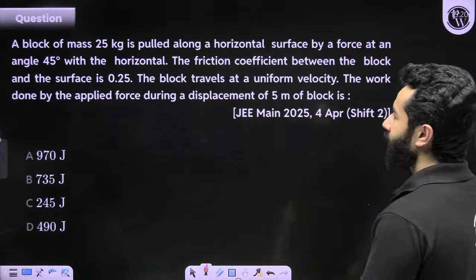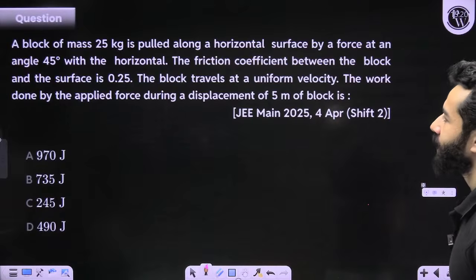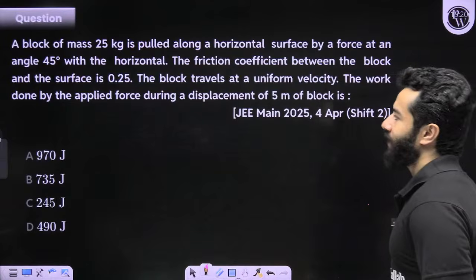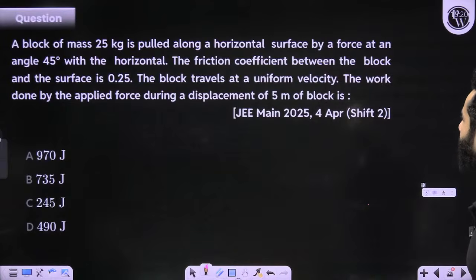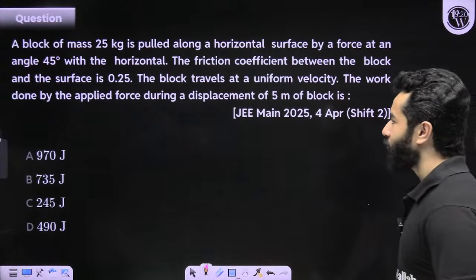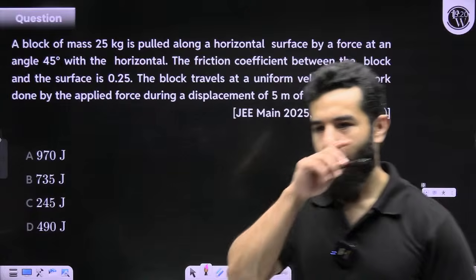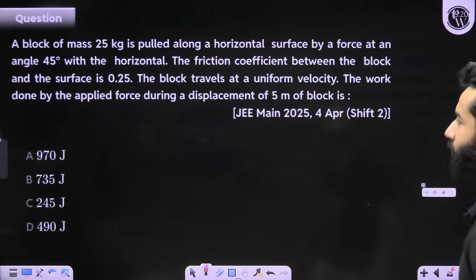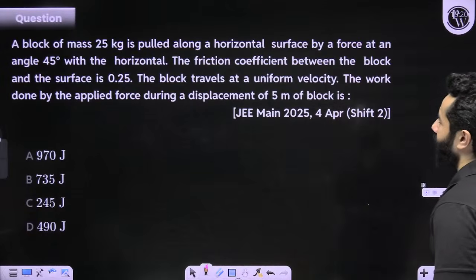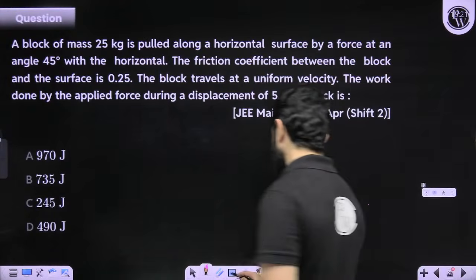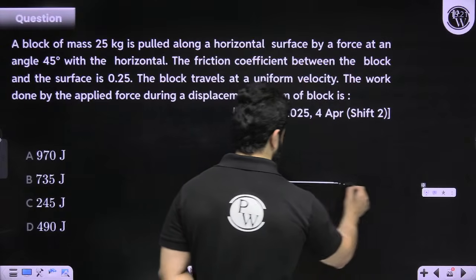Be quick. In this question, they are saying a block of mass 25 kg is pulled along a horizontal surface by a force at an angle of 45 degrees with the horizontal. The friction coefficient between the block and the surface is 0.25. The block travels at a uniform velocity. The work done by the applied force during the displacement of 5 meters of the block is? Come on, let's solve this question. So we have started work power energy now.